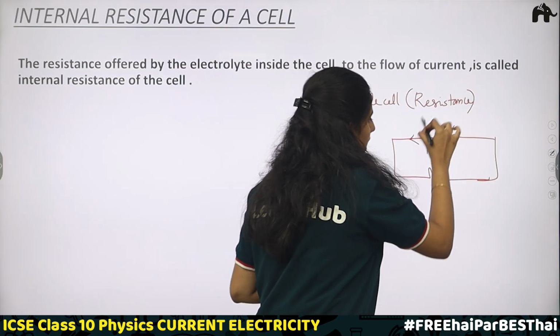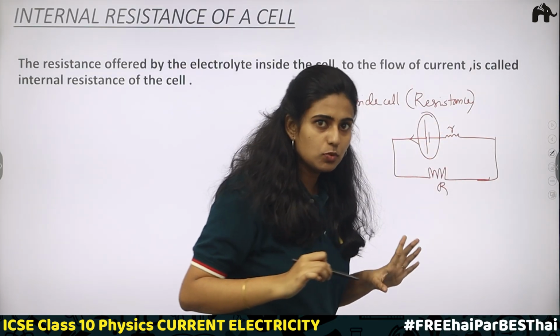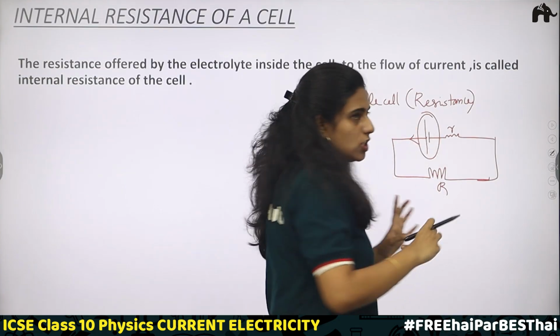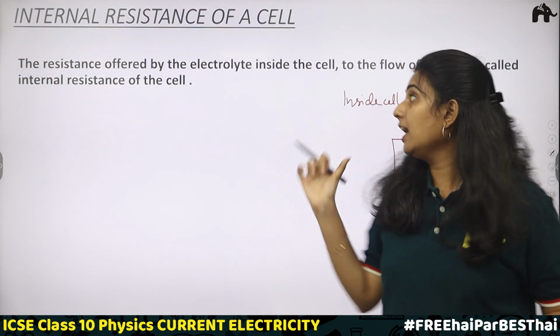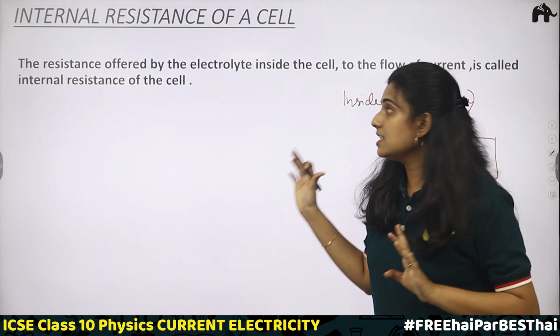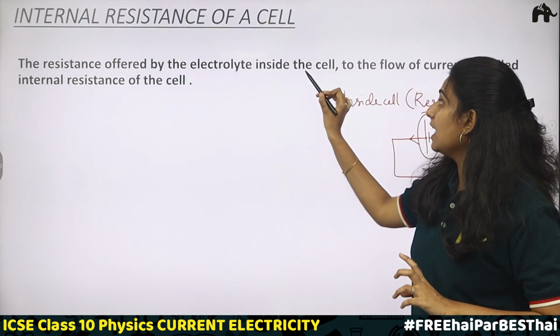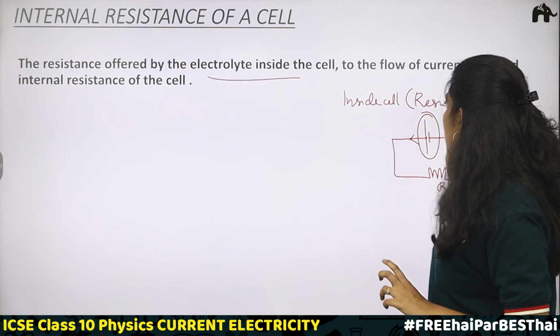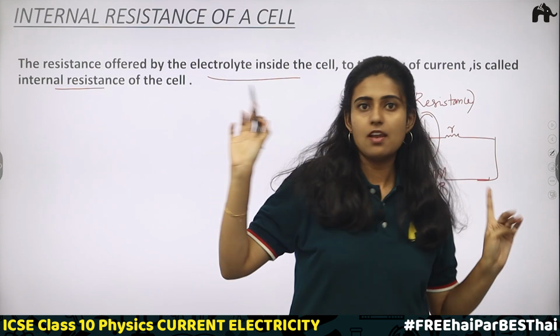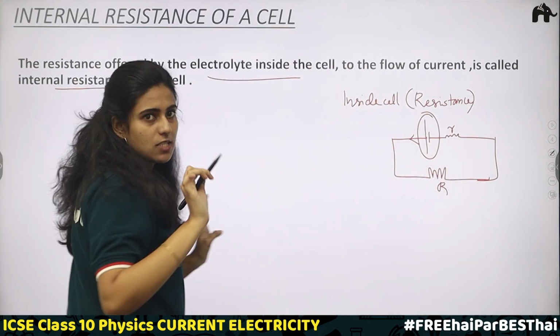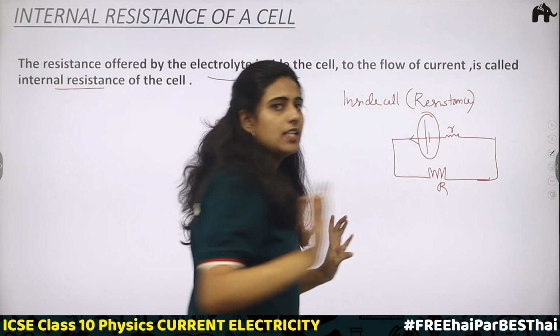Okay, but inside the cell, the ions are moving. Due to this ion motion, there will be collisions and some resistance will be developed, and this resistance is called the internal resistance. Okay, so the resistance offered by the electrolyte inside the cell to the flow of current is called internal resistance. Okay, now internal resistance is represented by small r, and we know that the current flow will be the same.